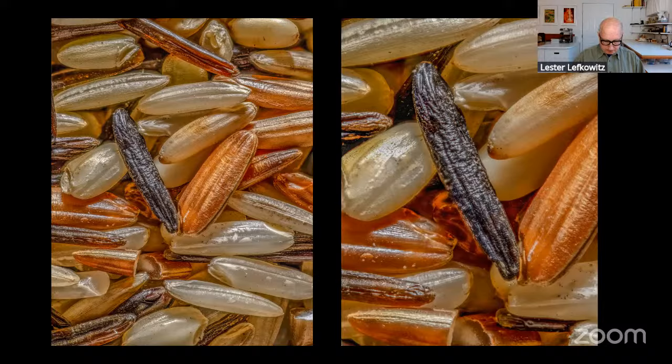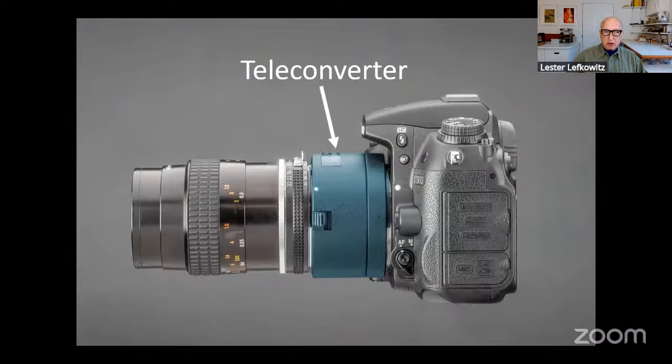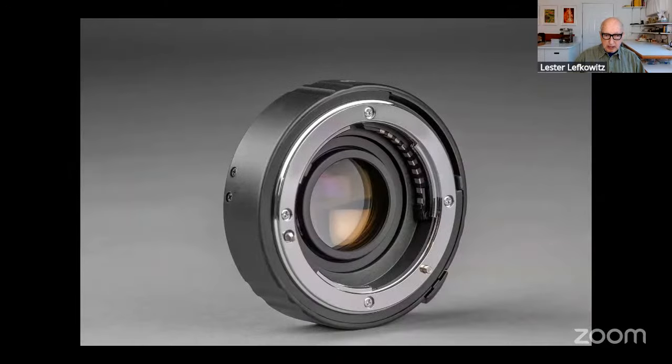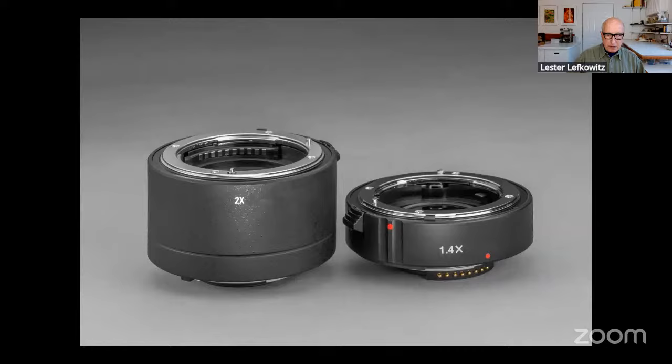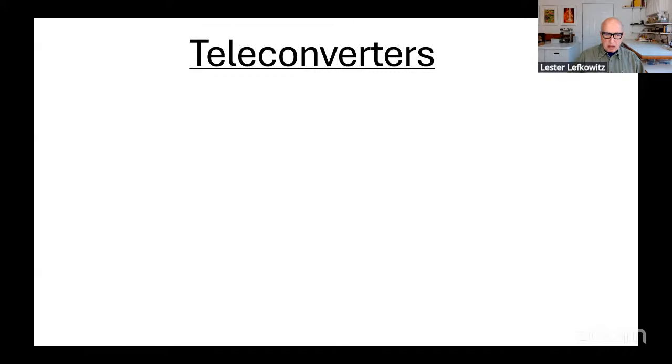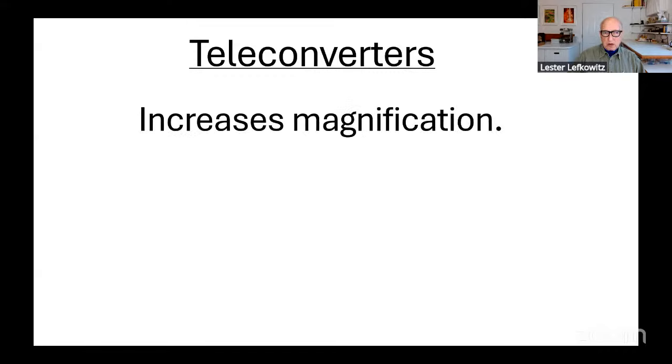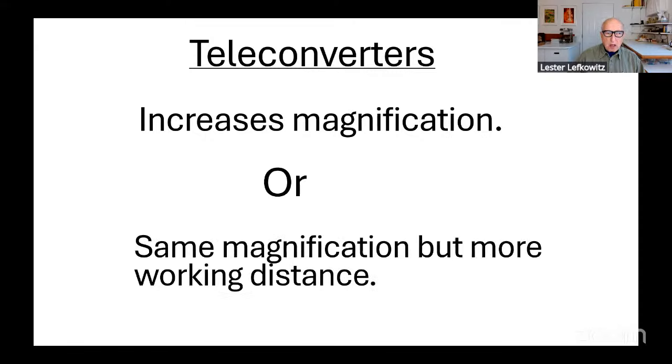Another way to get closer is to use a teleconverter. A teleconverter is like an extension tube with glass inside. And of course, it's got to be camera specific since it goes behind the lens. It looks like that, and it's got a sophisticated group of optical glass in the middle. They come in 2 flavors, 2x and 1.4x. A teleconverter can be used to increase magnification, or you can have the same magnification but more working distance. And working distance, very often when we're getting close, is helpful to have more of.